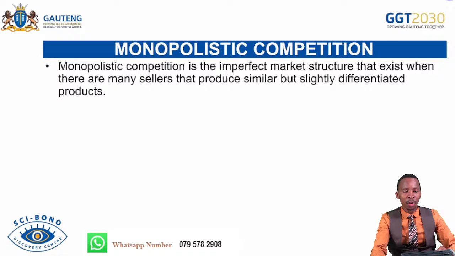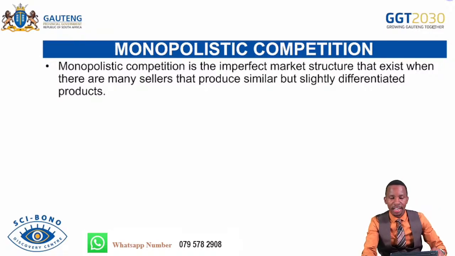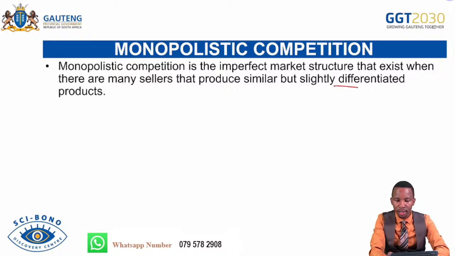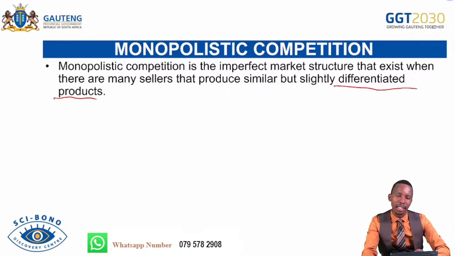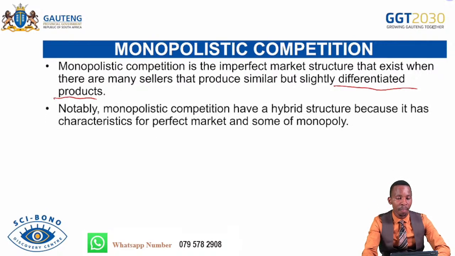Monopolistic competition is the imperfect market structure that exists when there are many sellers that produce similar but slightly differentiated products. These firms are producing similar but slightly differentiated products, meaning they are not really the same, they are differentiated. A differentiated product will be explained in detail during the course of this lesson.